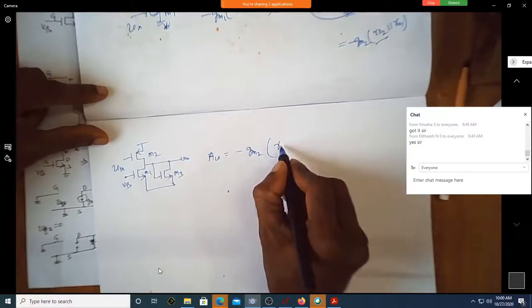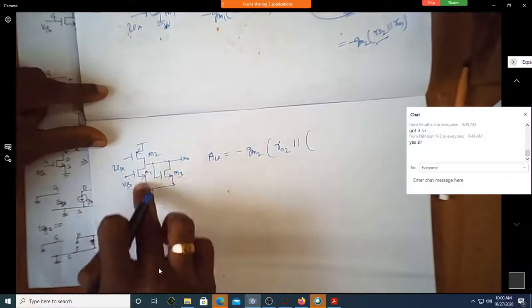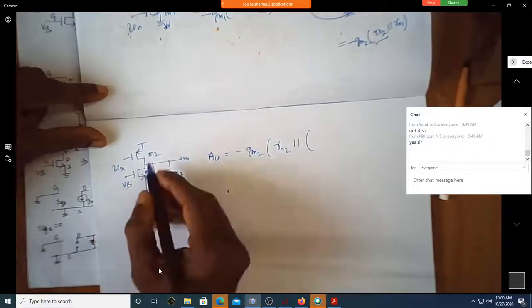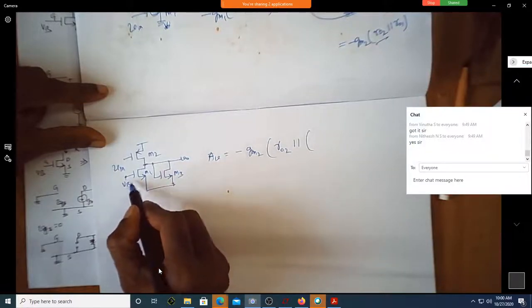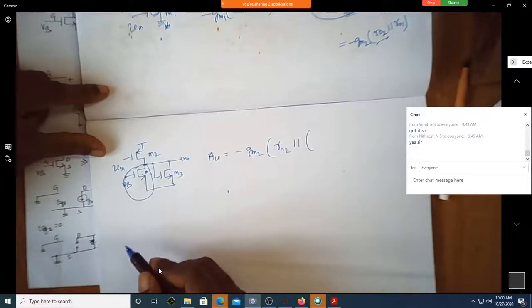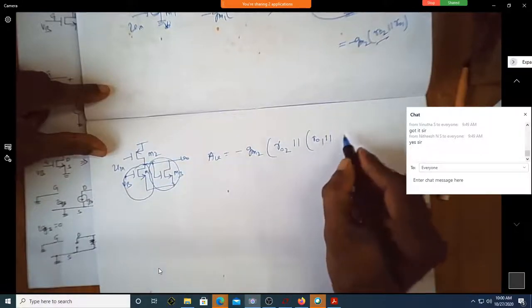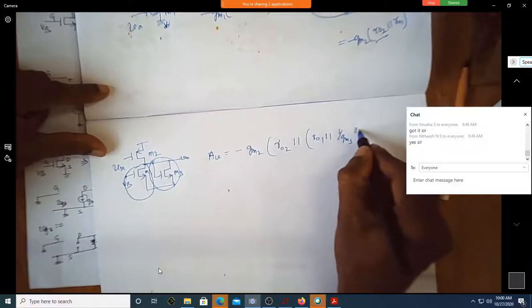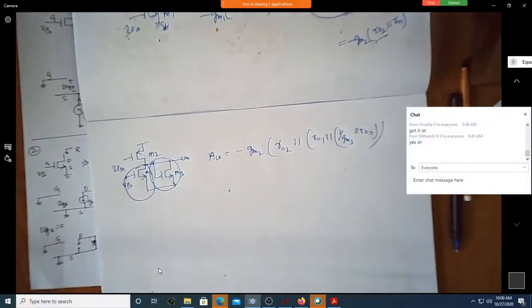Is this my circuit? Shall I now write the gain expression as minus GM2 into the resistance offered by this, R02, R not 2, in parallel with what is the resistance offered by this? M1? You have to see what this is. This is drain. This is AC grounded. So it is R not 1, R01. What is the representation of this now? 1 over GM3 parallel with R03. Fine. Correct? Yes, sir. This is the expression for gain of such a complicated circuit.